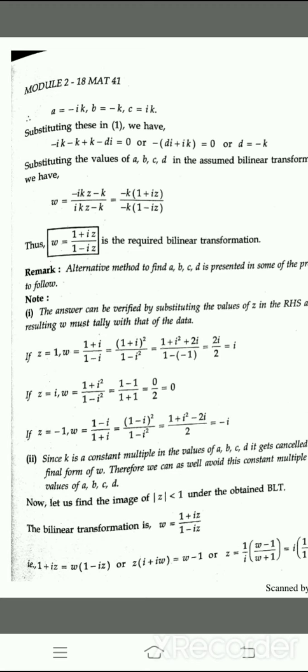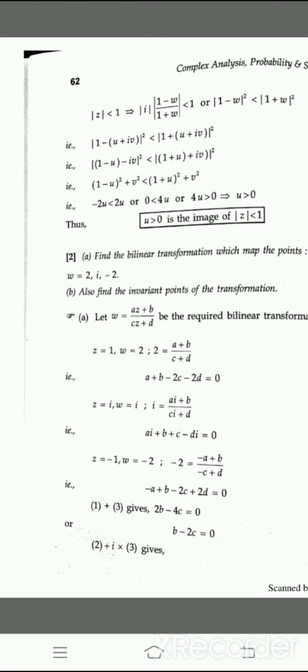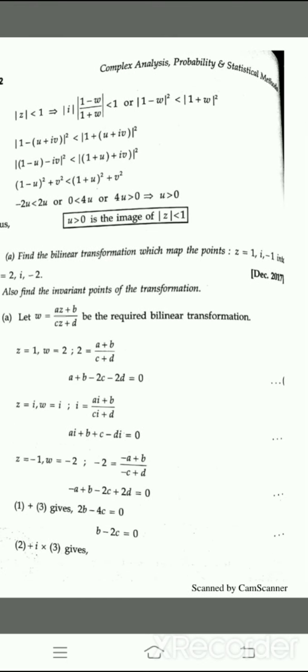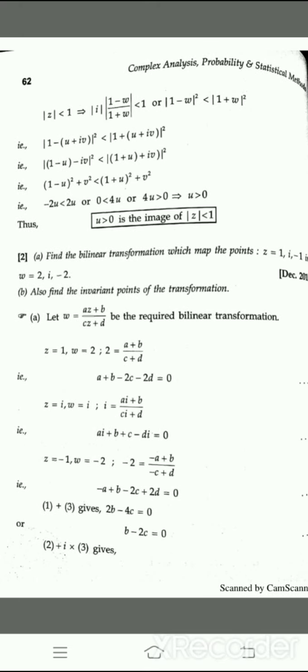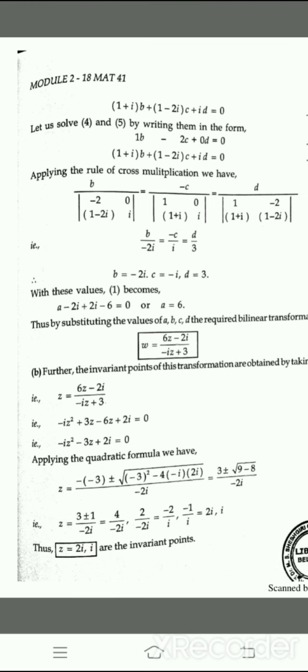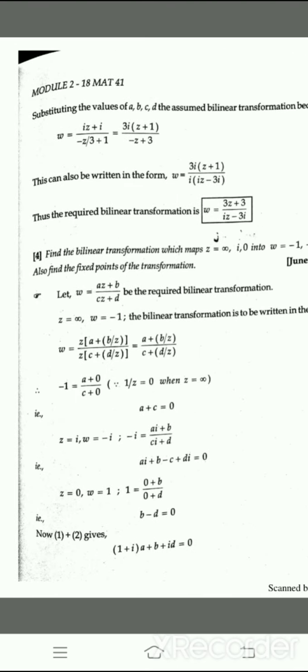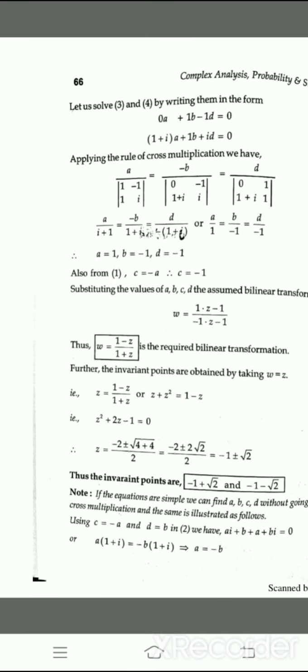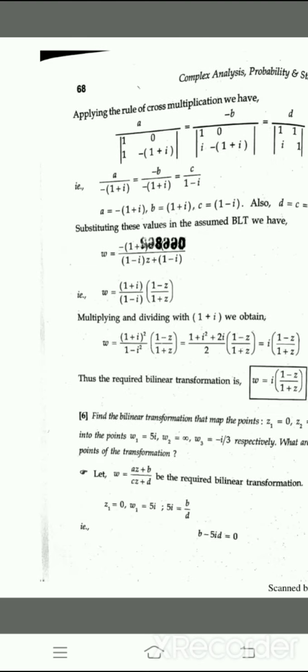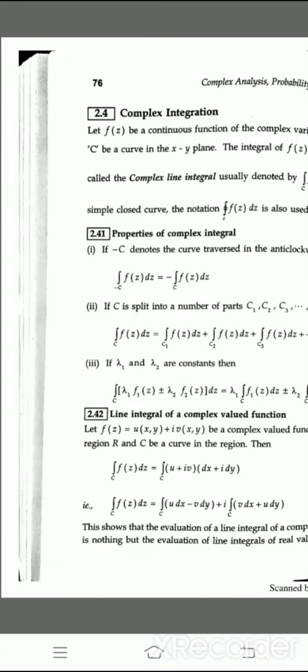And similarly, the second problem is solved by the same method. Here also, find the bilinear transformation which maps the points z is equal to 1, i, minus 1 into w is equal to 2, i, minus 2. This is also a similar problem, so you have to solve them one by one at home. These are all similar types of problems. The third problem is also similar. You solve them one by one. So these are all assignment problems.